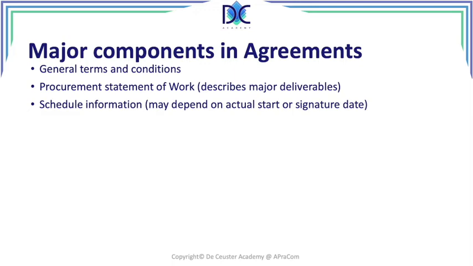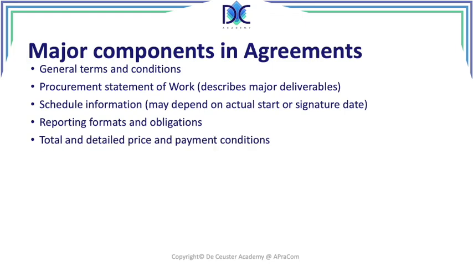For example, you cannot order or you cannot start programming a router or designing a network until you have all the information from the customer. How can you do that? So basically you need that information, and from the moment you have that information, a time schedule can start. We have reporting formats and obligations that will be described in the agreement.